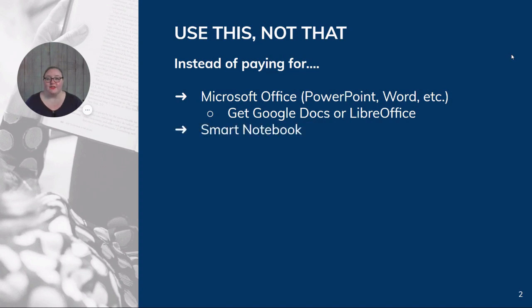Instead of paying for Smart Notebook, which is the software designed to run on a smartboard, which I do use and I do like, instead of paying for that, use Google Jamboard or any of the other free online whiteboards. It doesn't have quite as many features as Smart Notebook, but it gives you the functionality of being able to move things around on the screen, draw on things. And if that's the function you're looking for, then Google Jamboard is going to work very well for that.